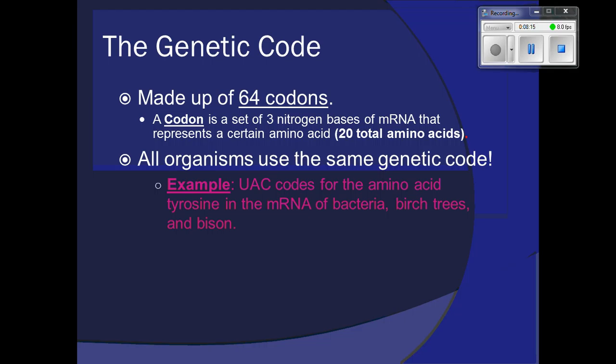So all organisms use the same genetic code. DNA is DNA anywhere we look. You guys looked at banana DNA. We could do strawberry. It all looks the same. It's just different letter combinations give us the different proteins. But all organisms use the same genetic information. So UAC codes for the amino acid tyrosine in bacteria and birch trees and bison, in all living things. So that stays the same.